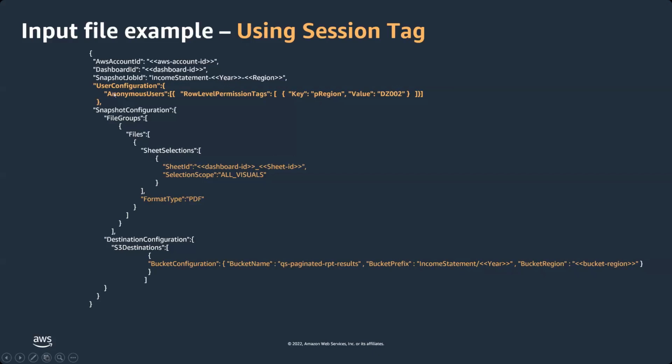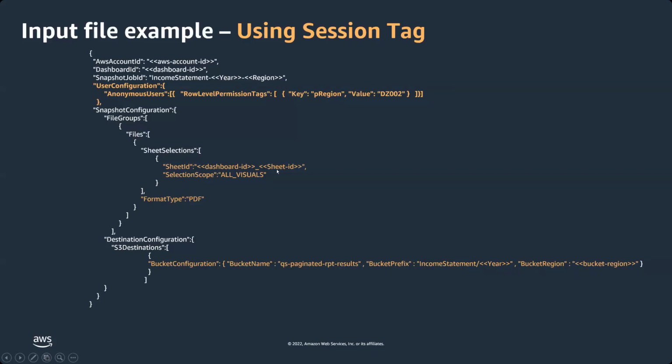And then user configuration is the next one. In this case, I wanted to use a session tag, and my session tag is region, and I can pass what the key is and what the corresponding value is. So in this case, I wanted to create a pagination report for a region D002. So I can leverage the session tag. I can specify in my snapshot configuration what particular sheet has that report.